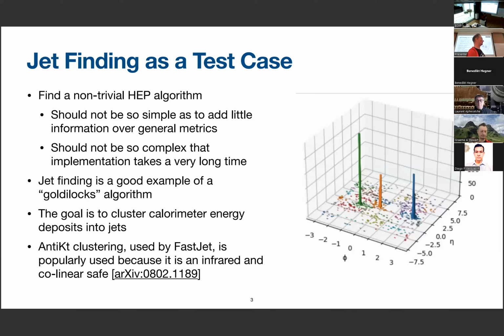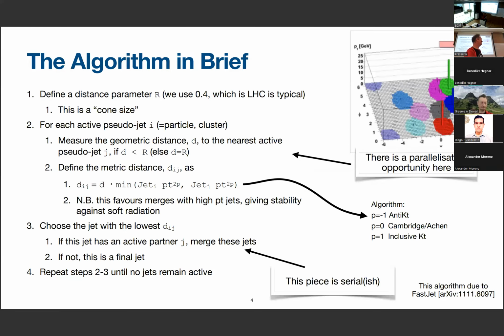The algorithm which is used mostly at the LHC is called anti-kT clustering. It's used by the FastJet team because it's infrared and collinear safe. That basically means that as we move to higher pile-up at the LHC, these algorithms are robust against adding more soft radiation into the problem.